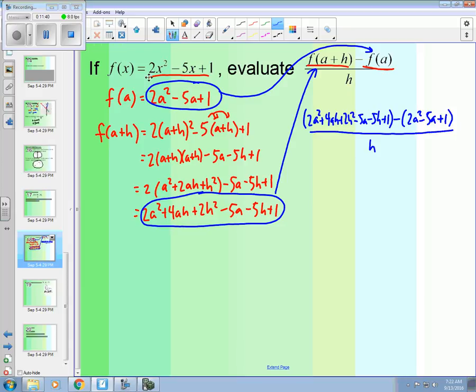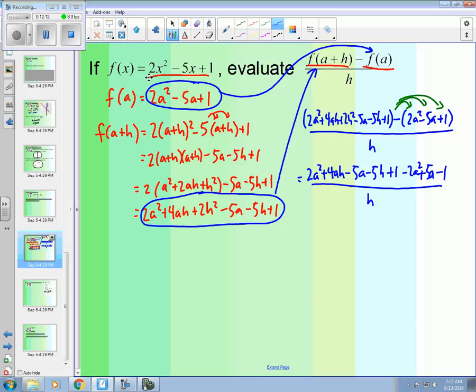Okay, so simplifying that. Notice here that we have a negative, or subtracting all this function here, so all these need to get simplified, almost like we're distributing a negative sign there. So let's change the sign on all those. So this will turn into plus 5a because it's minus a negative, and then minus 1. All right, all over h.